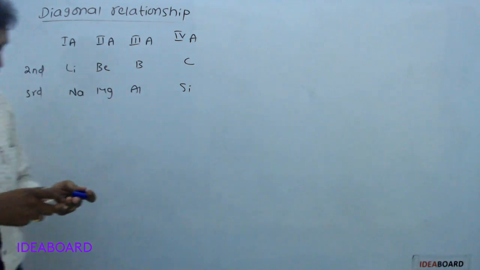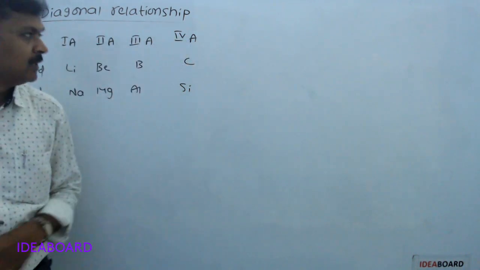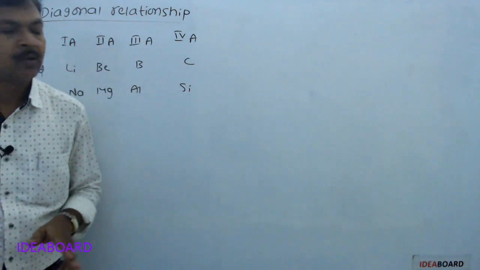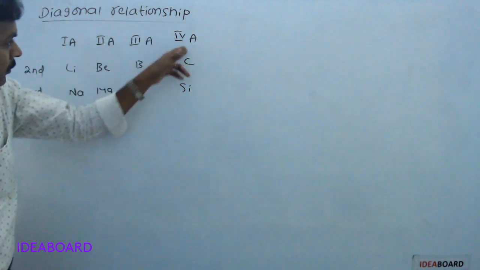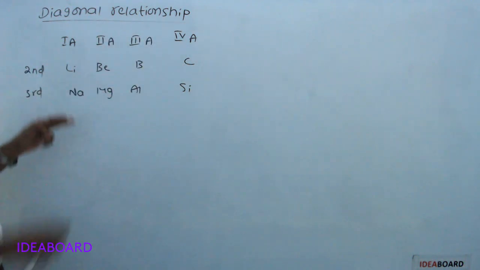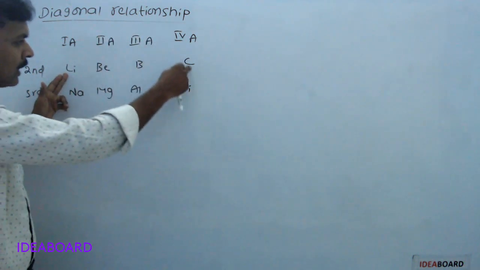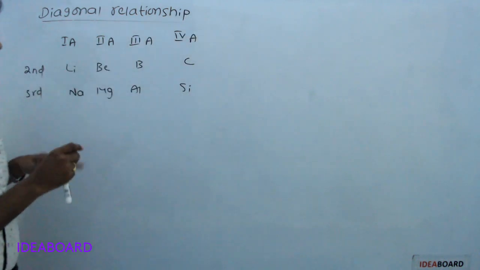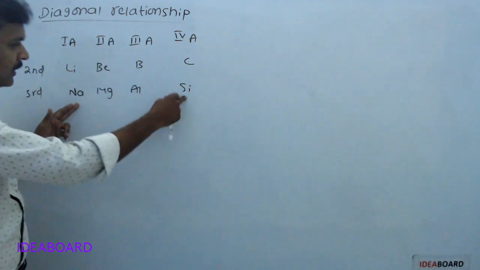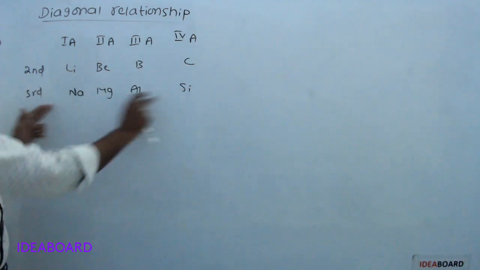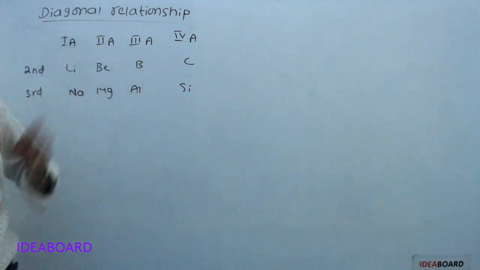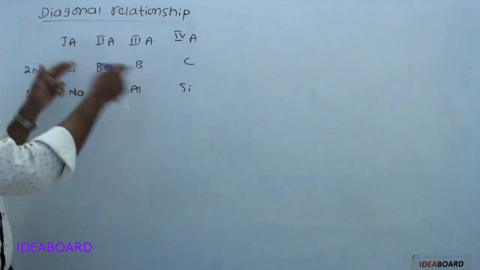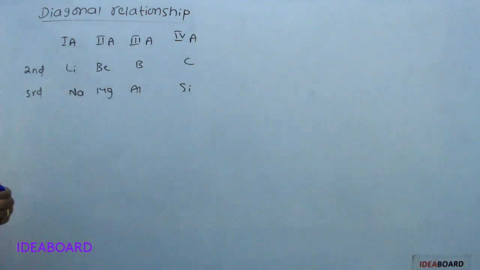I am taking first group to fourth group elements of second and third period elements. Lithium, beryllium, boron, carbon belong to second period, up to fourth group. Sodium, magnesium, aluminium, silicon, up to fourth group of third period elements. First period contains only two elements, hydrogen and helium. Second period contains 8 elements. I am taking just first group to fourth group elements.